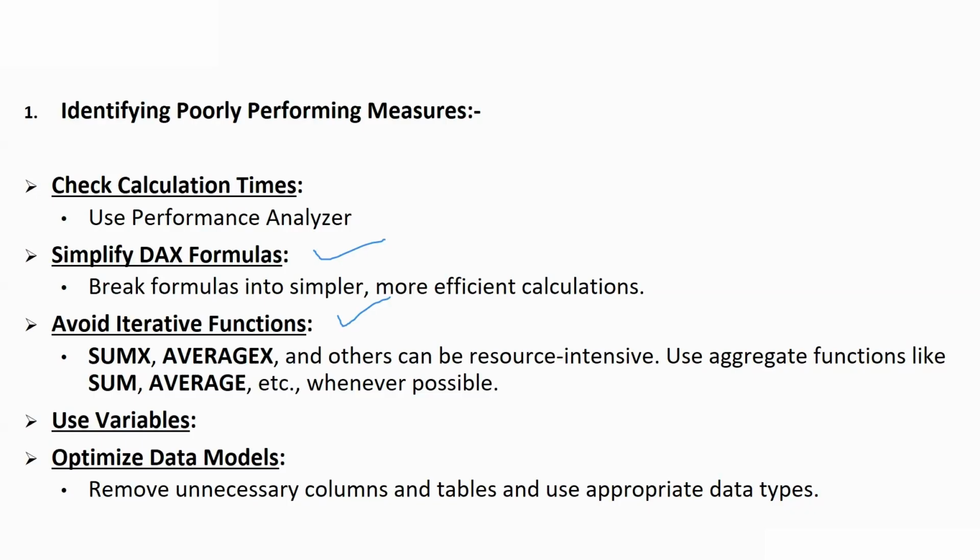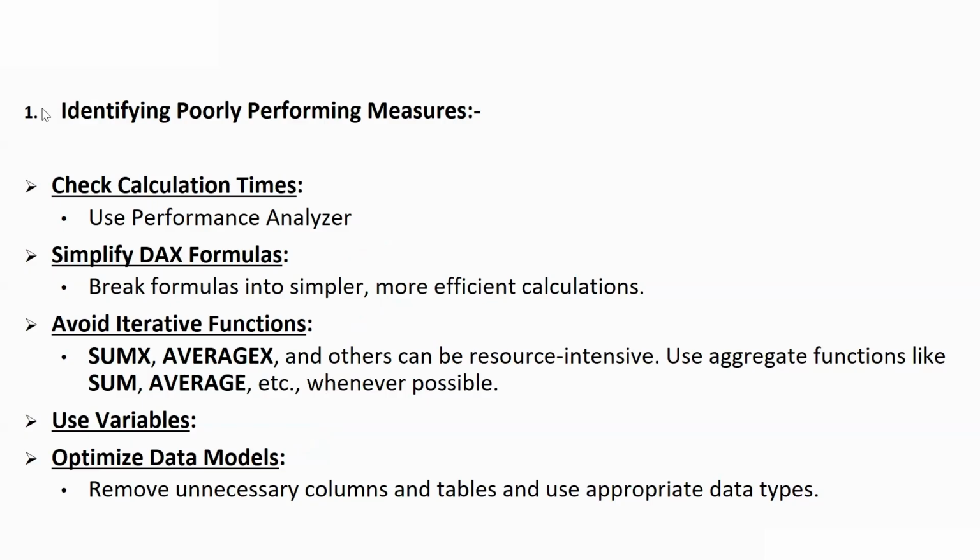Next one is using variables. Variables can be used to simplify and optimize the DAX code. They allow the calculations to be performed once and reused, reducing redundancy and improving the performance of your model. The next one is optimizing data models. Ensure that your data model is as efficient as possible. Remove any unnecessary columns and tables and use appropriate data types.